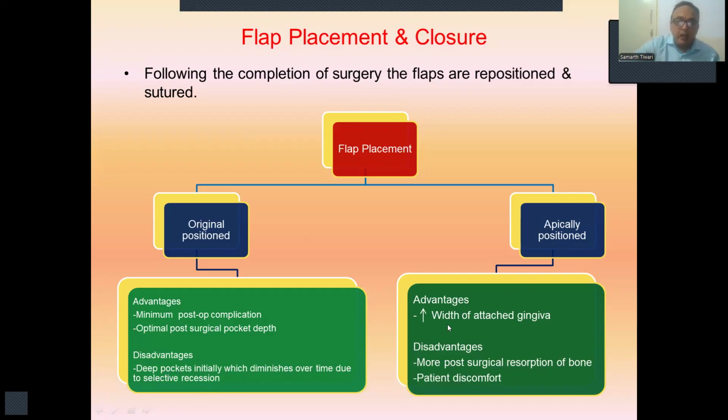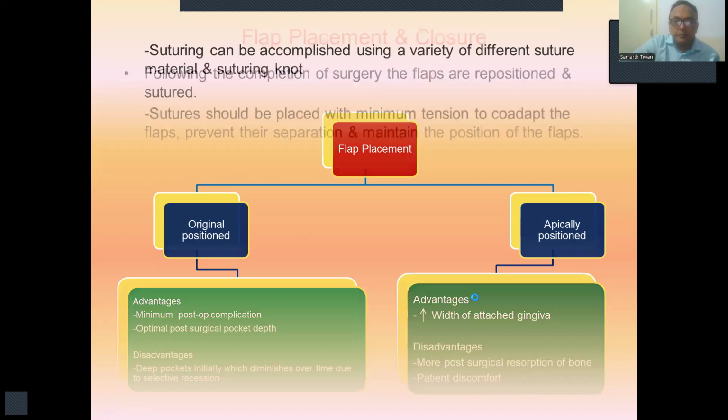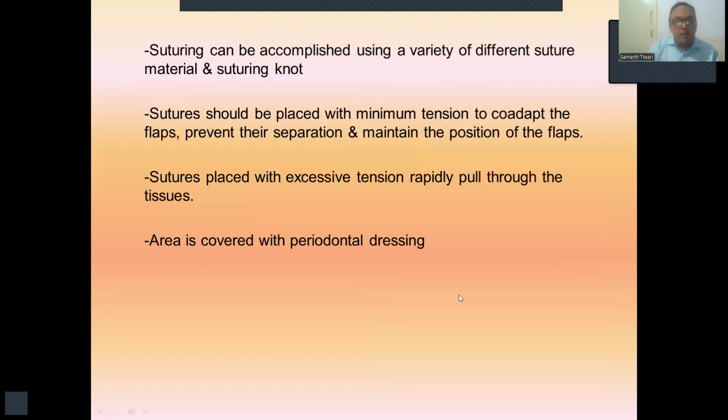Apically positioned: advantages include increased width of attached gingiva. Disadvantages are more post-surgical resorption of bone and patient discomfort. Suturing can be accomplished using a variety of suture materials and suturing knots. Sutures should be placed with minimum tension to co-adapt the flaps, prevent their separation and maintain the position of the flaps. Sutures placed with excessive tension rapidly pull through tissues. The area is covered with periodontal dressing.